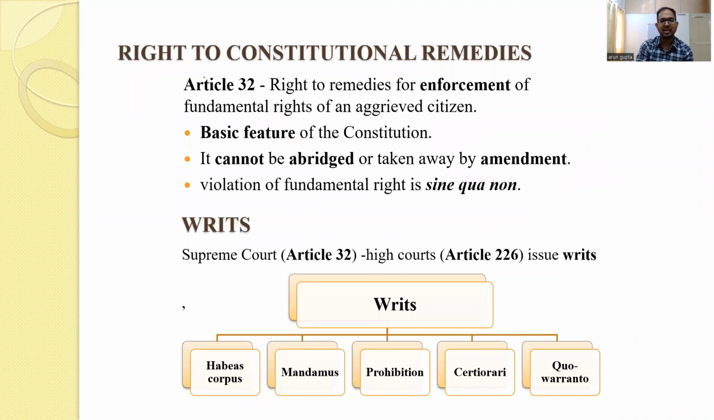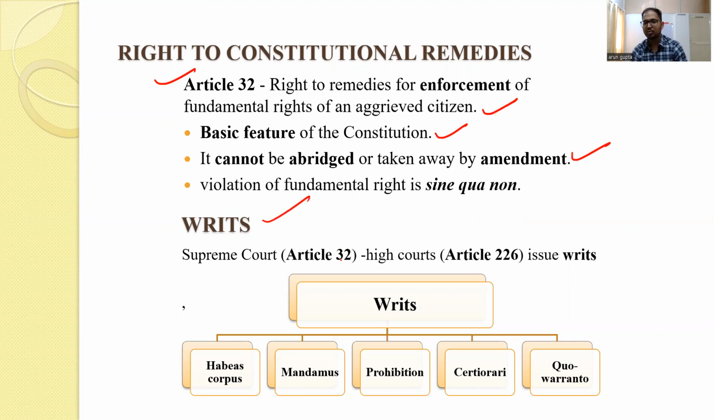So moving ahead, Article 32. This article is also called the heart and soul of the Indian Constitution by Dr. B.R. Ambedkar. This is the right to constitutional remedies. If there is a violation of fundamental rights, any aggrieved person can move to the Supreme Court directly under Article 32 with a writ petition. Article 32 states the right to remedies for enforcement of fundamental rights of an aggrieved citizen. This is a basic feature of the Constitution. It cannot be abridged or taken away by any amendment, and violation of fundamental rights cannot be done within India.